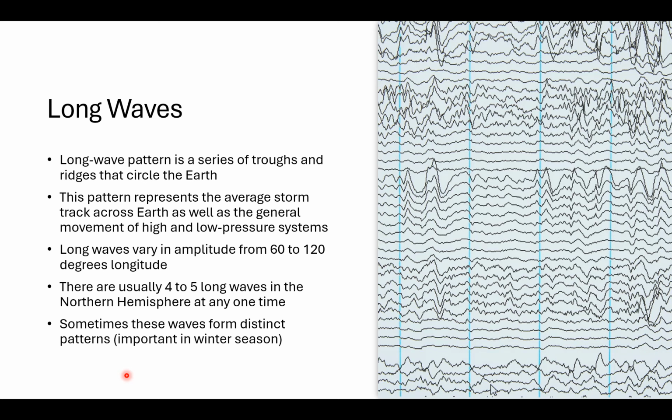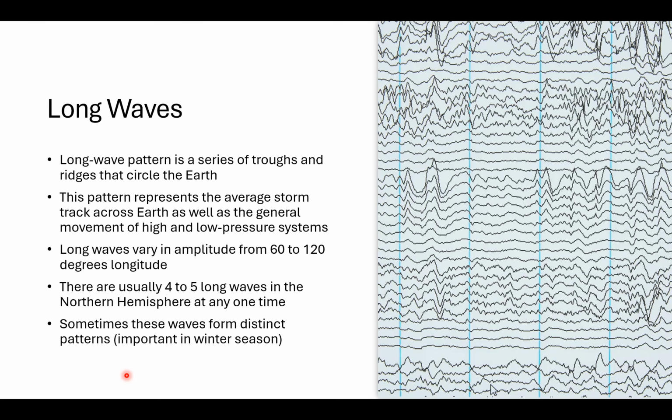When we look at long waves in general, the long wave pattern is a series of troughs and ridges that circle the Earth. This pattern in the long wave represents the average storm track across the Earth, as well as a general movement of high and low pressure systems from west to east across the mid-latitudes. Long waves vary in their amplitude from 60 to 120 degrees longitude, and there are usually 4 to 5 long waves in the northern hemisphere at any one time.